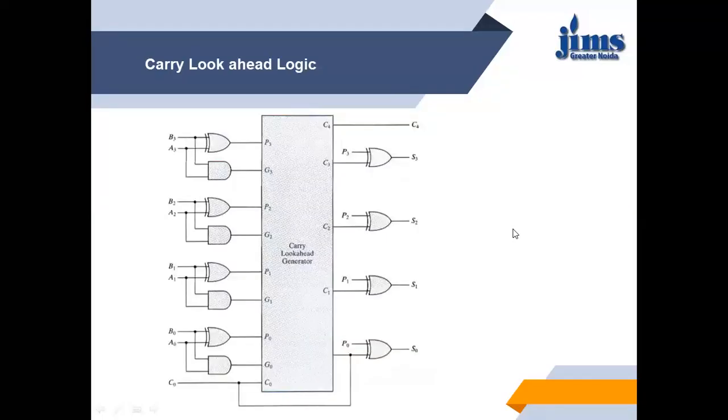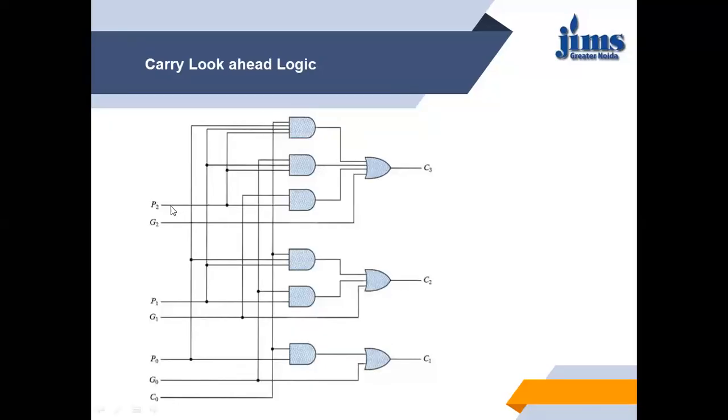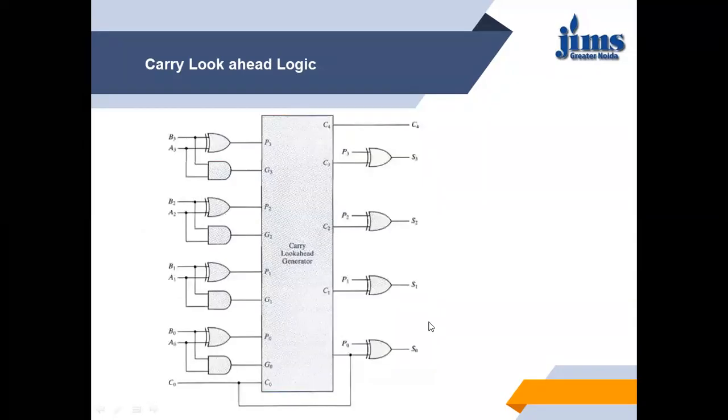And this is your final circuit. Here is the logic which fits here. This particular logic has inputs P2, G2, P1, G1, P0, G0, C0, and the outputs are C3, C2, C1. This is the whole carry look ahead generator, and this is the external circuit where we are generating P3, G3. P3 is A3 XOR B3, and G3 is A3 AND B3.